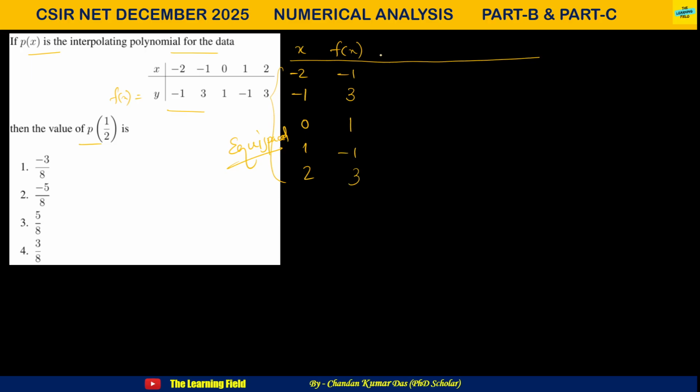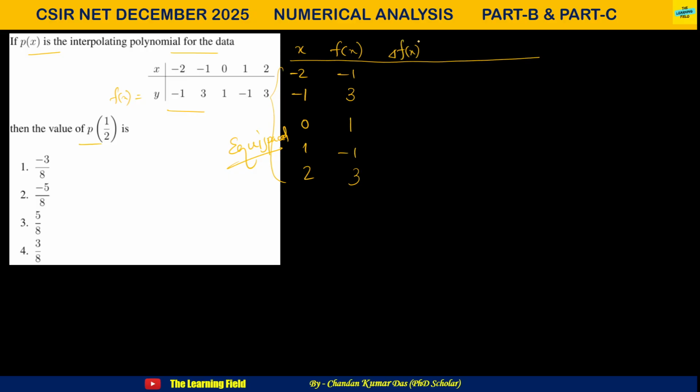Here y means the value f(x). So we first write x and f(x). x is equal to -2, -1, 0, 1, 2. Notice that these points are equispaced. And f(x) is equal to -1, 3, 1, -1 and 3. Now we find the differences one by one.